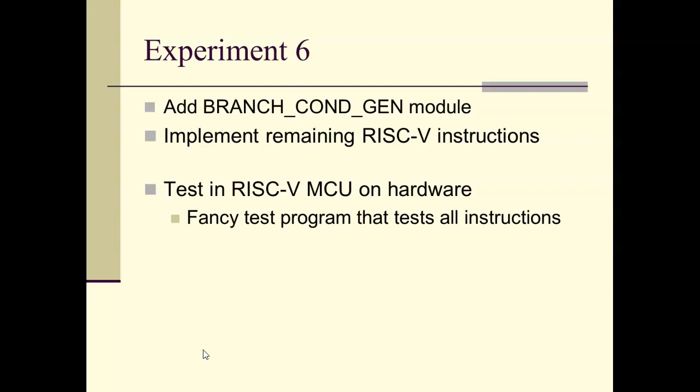And so the issue is this experiment. Essentially, you're going to add one module, which is a very simple module, and then you're going to modify the two control units to support the rest of the instruction set. So right now we've supported 5 or 6 instructions. You're going to modify those control units to support the rest of the instructions. And once you get that built, of course, you're going to test it in hardware, and more details on that later.